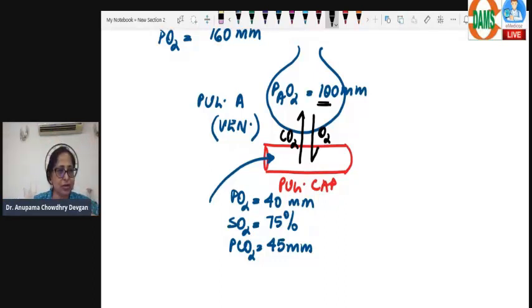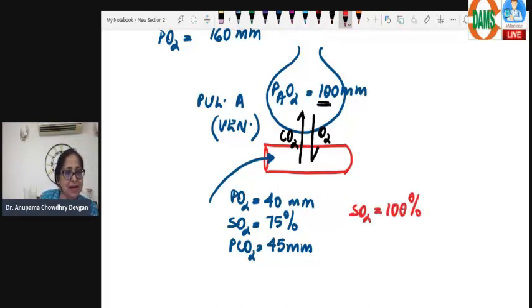Plasma oxygen reduces; the partial pressure of oxygen in the plasma reduces because oxygen goes and binds with the hemoglobin. Oxygen will diffuse from the alveolus into the plasma and bind with hemoglobin. More oxygen diffuses from the alveolus into the plasma and binds with hemoglobin. So on the arterial side, the saturation of hemoglobin increases to 100%.